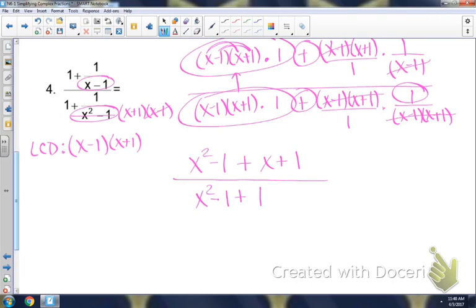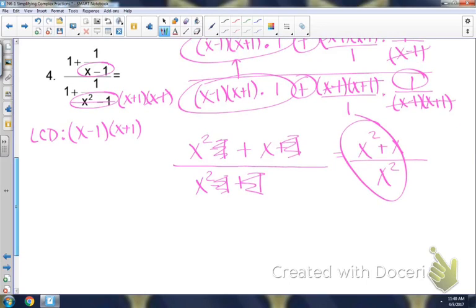From here, do not start canceling terms. You need to combine like terms. Notice I can combine the 1s, and they cancel. So that's x squared plus x. Denominator, I can combine the 1s, and those cancel. So I just have an x squared. You cannot cancel the x squareds there.